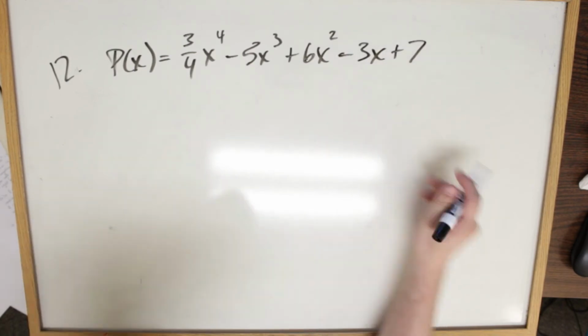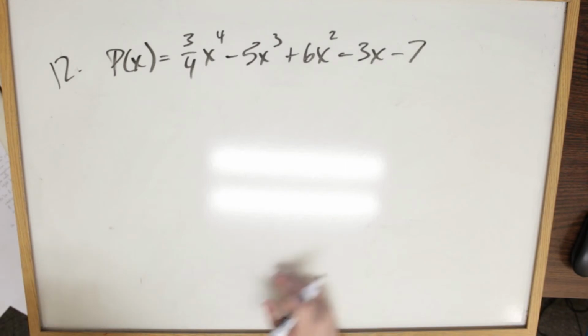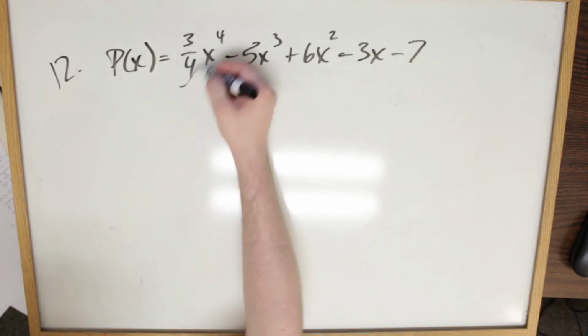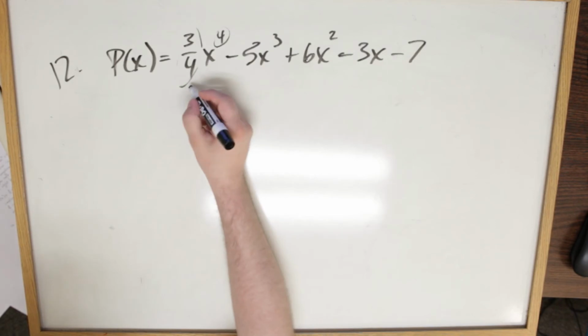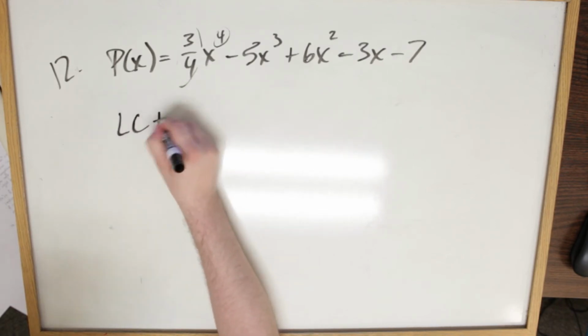You can kind of notice, actually this is a minus 7. It really doesn't make a difference. Again, when we're looking at the far left and far right behavior, we're just looking at this guy right here and this guy right there. Okay, so in this case, 3/4, this is positive.